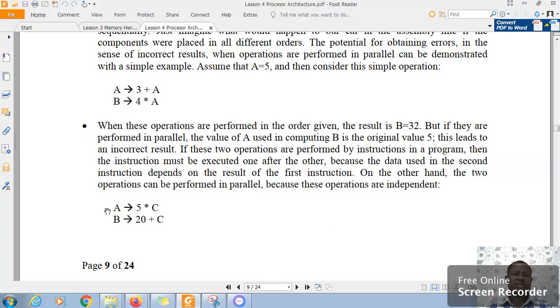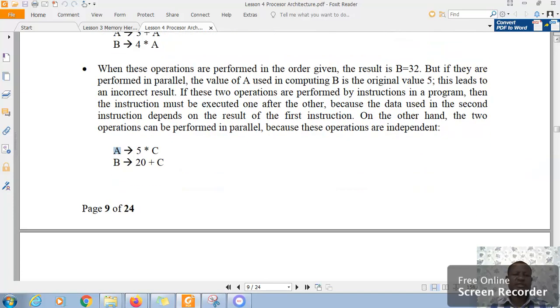In the second case, you can see there is no relationship. Both of them are depending on C, but as much as they are depending on C, C doesn't change, and therefore they can comfortably both of them use C at the same time. They can be executed in parallel. That is what the narrative there is talking about.